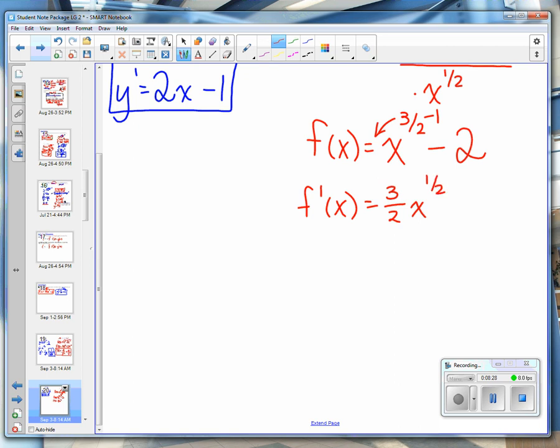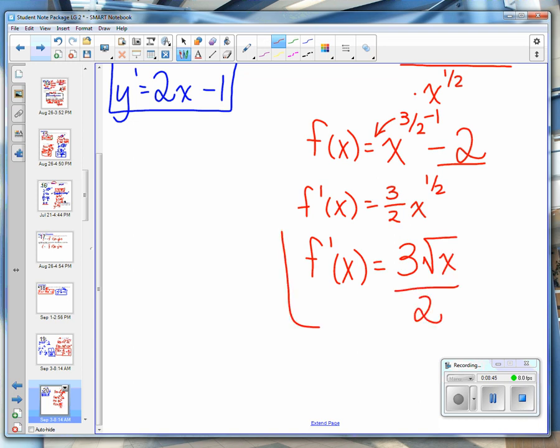So it'd be a half. And guys, remember, what's the derivative of a constant? 0. So if I want to make this a little bit nicer and put it in the same form as my question, I'm going to have 3 root x divided by 2. And that would be our final derivative.